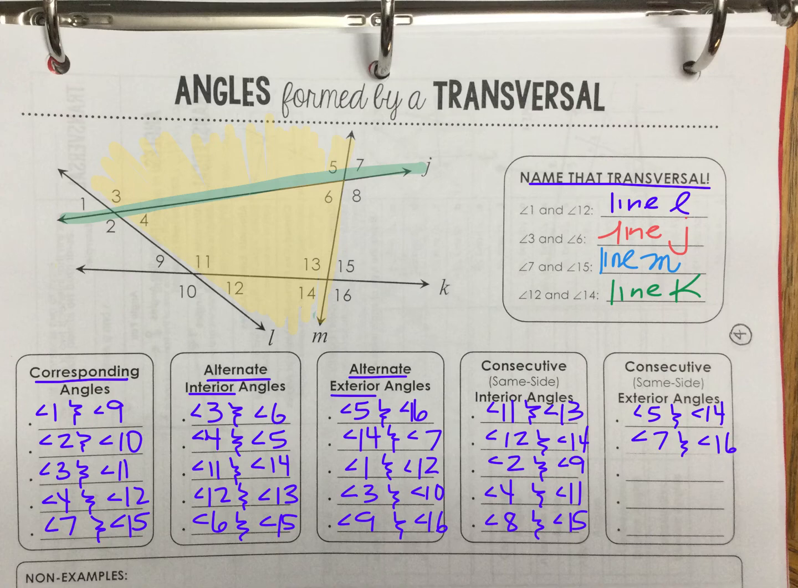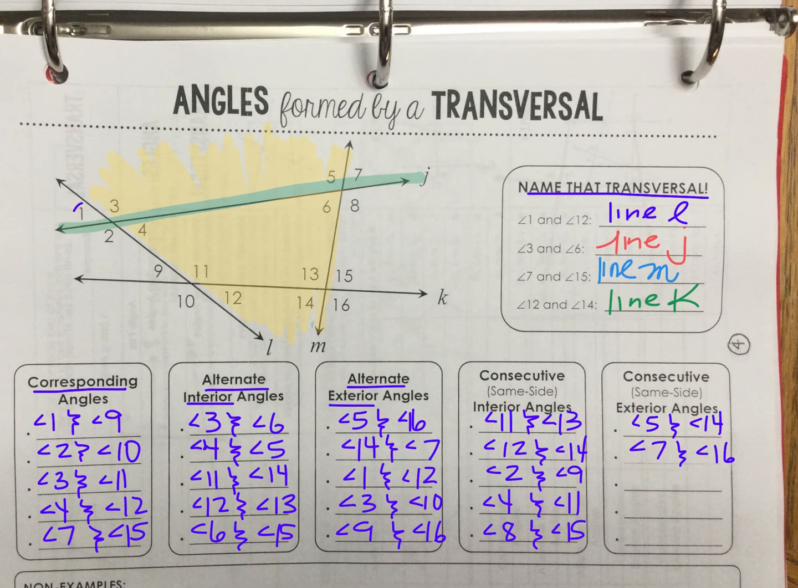I'm looking for some more consecutive exteriors. I know that angle 1 is an exterior because it's not inside the yellow. And angle 7 is on the same side. It's on the top of the green line and it's also outside. 2 is underneath it outside. 8 is underneath it outside.